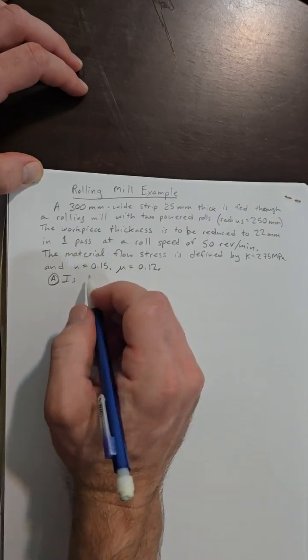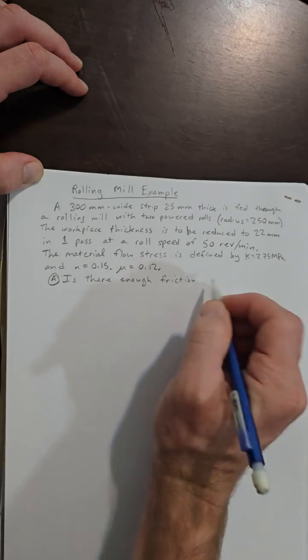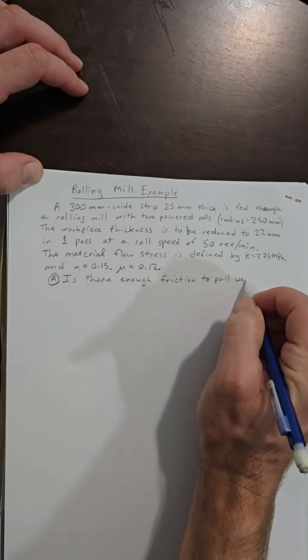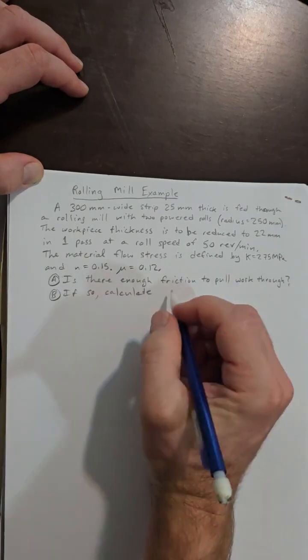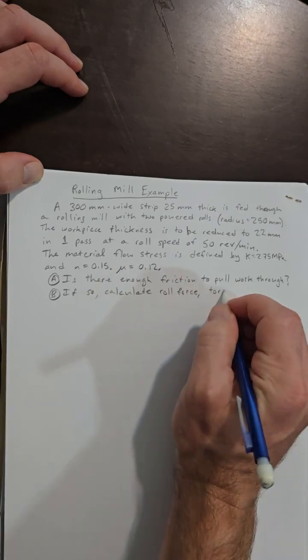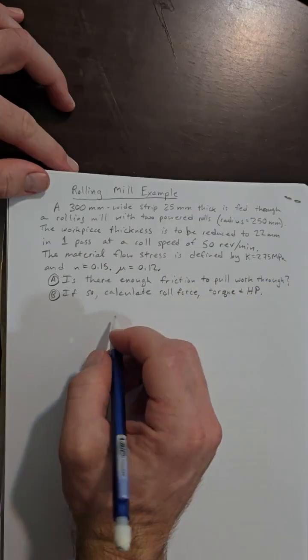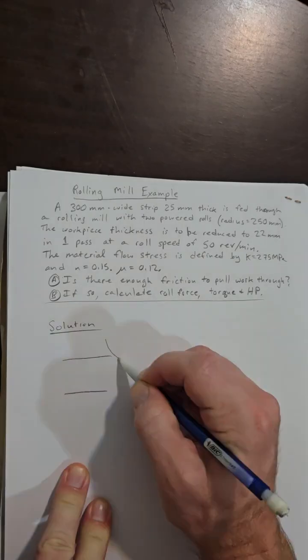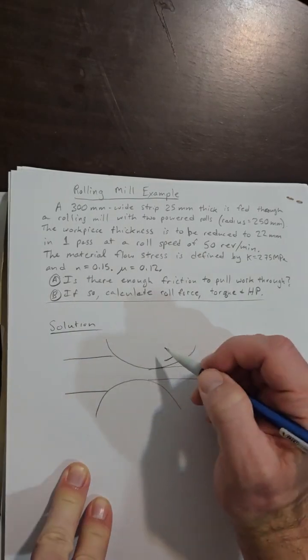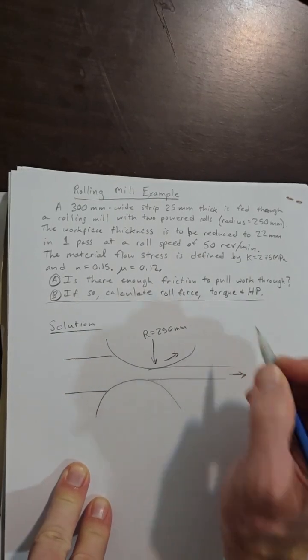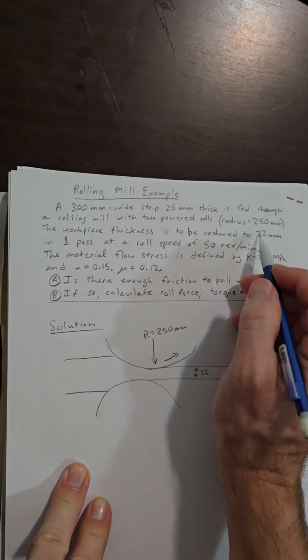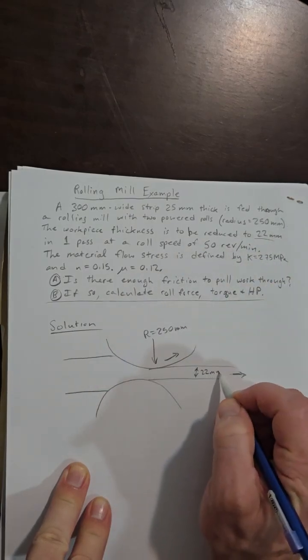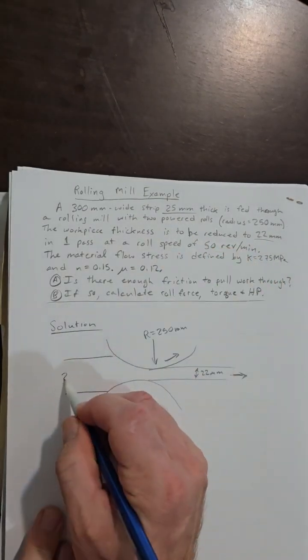A, is there enough friction to pull the workpiece through? B, if so, calculate roll force, torque, and horsepower. So here's what we're looking at in this problem. We have the workpiece approaching the rolls, and the rolls have a radius of 250 millimeters. The workpiece is to be reduced to 22 millimeters. It starts out as 25 millimeters.